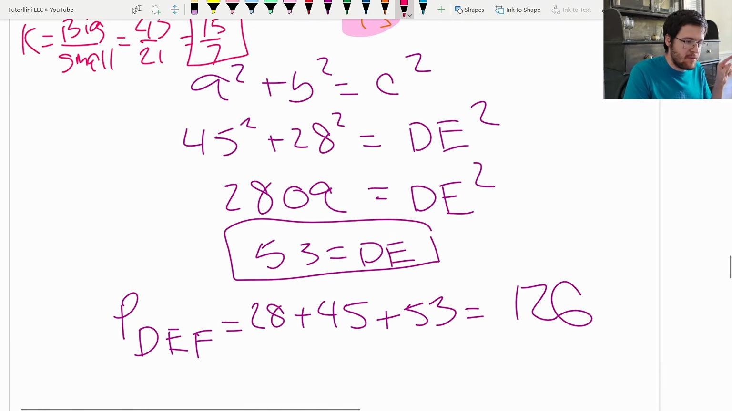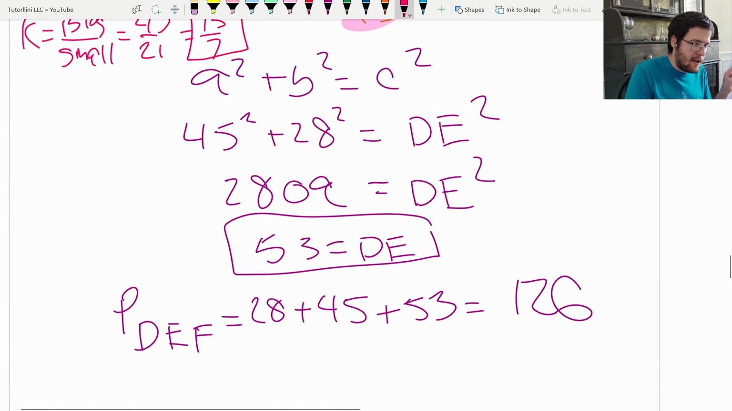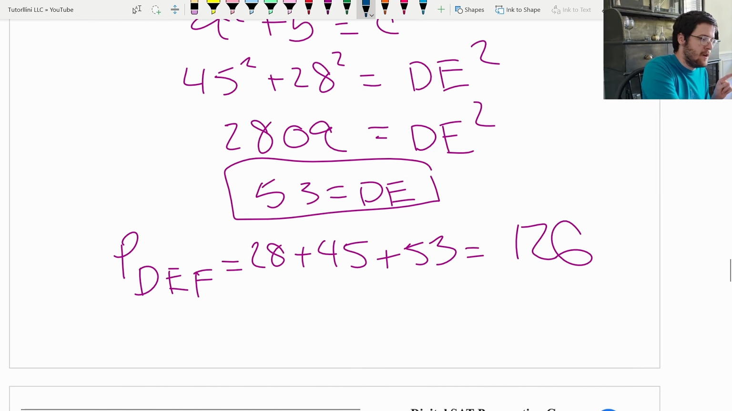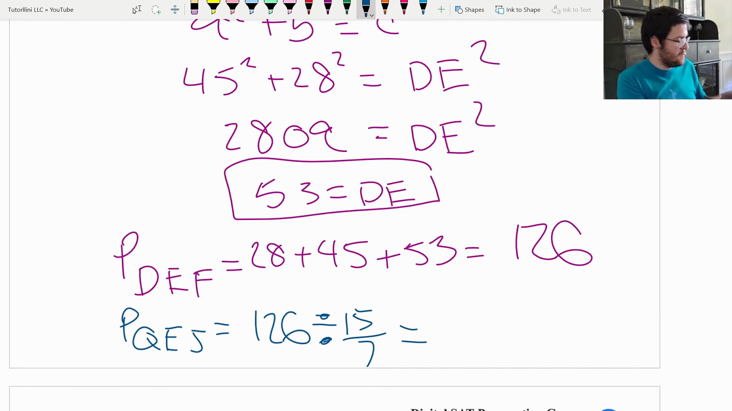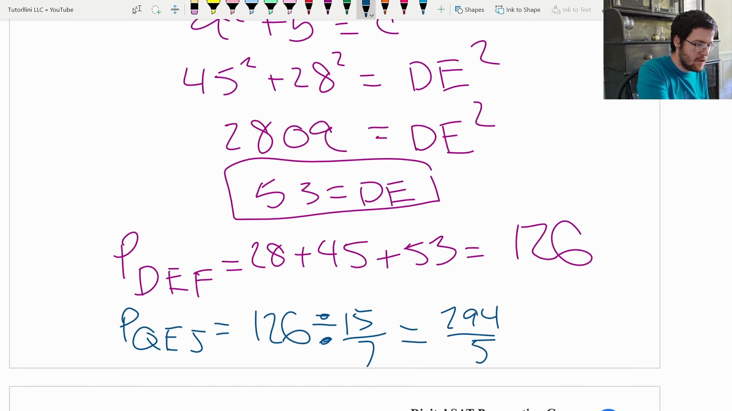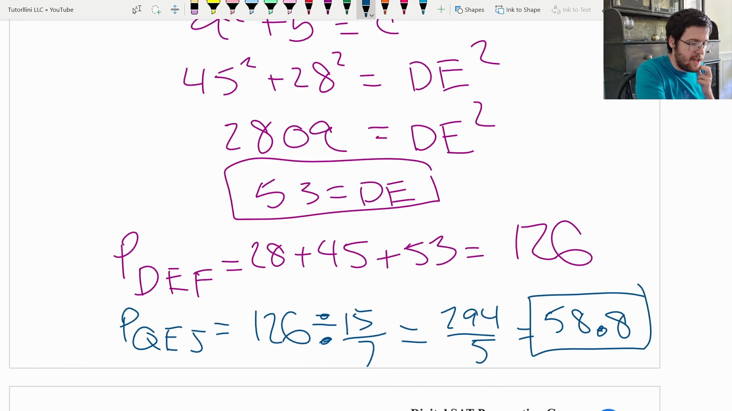So we've got the big perimeter, and we've got the way I've defined the scale factor. To find the small perimeter, we're going to take that big perimeter, and then you got to think, do I multiply or divide by the 15/7? So we're going to divide by 15/7 because we're going to make it smaller the way we defined it. And 126 divided by 15/7, that is 294 over 5. That should also give you 58.8. And that is the answer.